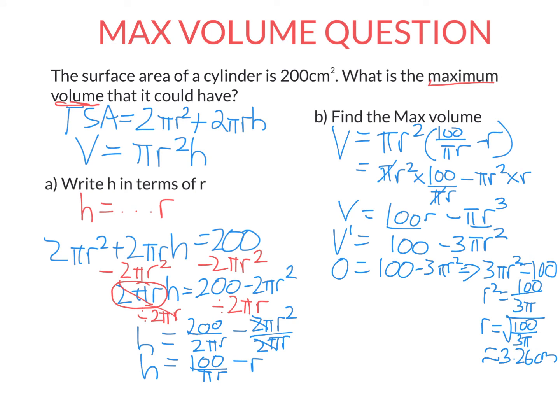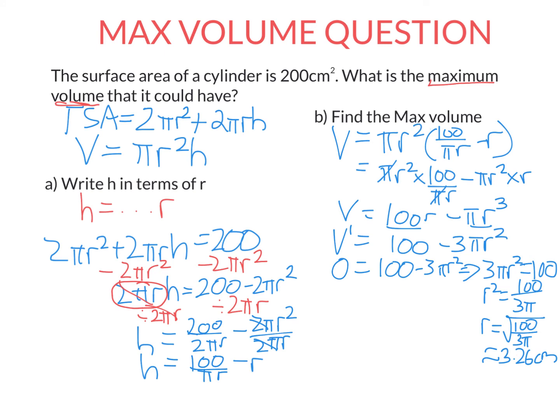Now, r is in centimeters because the surface area was given in centimeters. So what have I actually found? I've found that the volume will be maximized when the radius is 3.26 centimeters. So just note, when I square root something like this, there is a positive and a negative solution, but I don't need the negative solution here because I'm talking about a length, the radius. So we only take the positive solution of r equals 3.26.